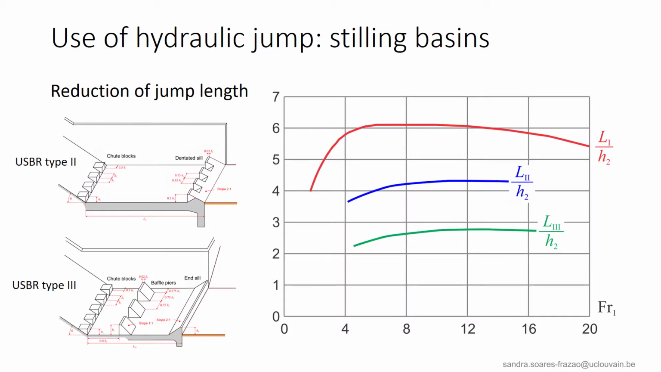The stilling basins also reduce the length of the hydraulic jump in such a way that the portion of the riverbed that has to be protected is reduced. We can see in this graph the reduction in length obtained for the two illustrated basins, the Type 2 in blue and the Type 3 in green, compared to the standard hydraulic jump in the red curve here. And we see that instead of 6 times H2, we have a reduced length up to less than 3. So the Type 3 basin may divide the length by 2.